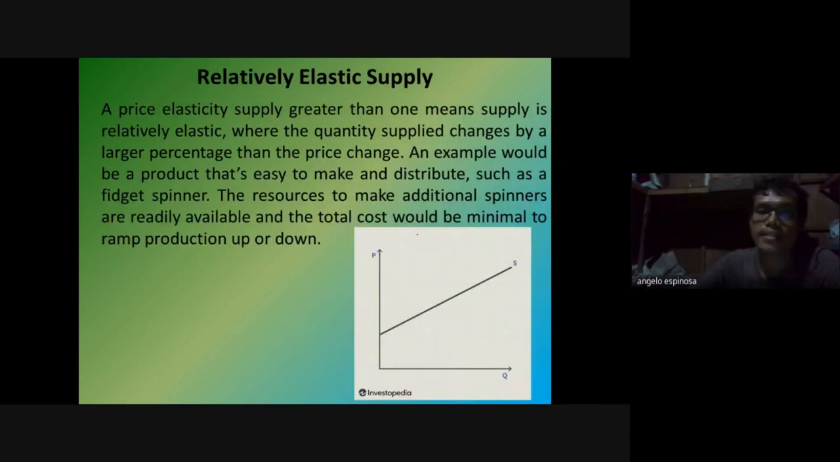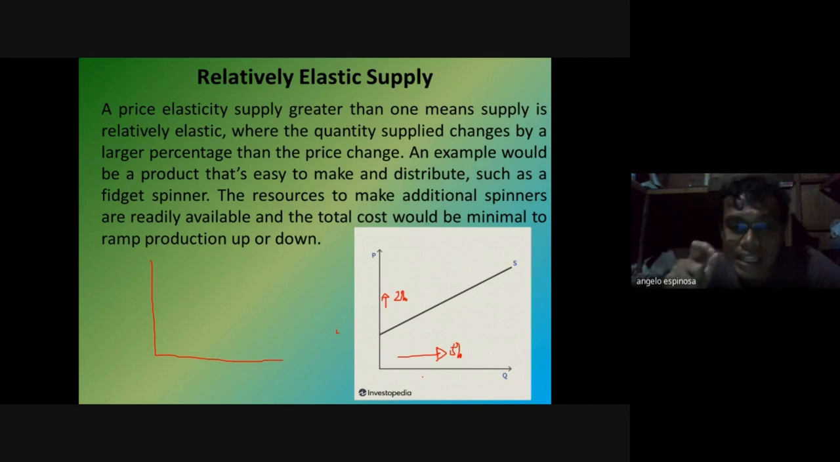Meaning the price elasticity of supply is equal to 1. Okay? Next. Relatively elastic supply. Ano yung relatively elastic supply? Meaning, it's being sensitive to a price given. Kahit sa konting changes ng price, let's say, ang price nag-increase siya ng 2%, yung quantity supply ngayon ay mag-i-increase siya into 5%. Ibig sabihin, mas mataas pa rin yung isusupply mo kahit sa maliit na change ng price. Okay? So that is being greater than 1.